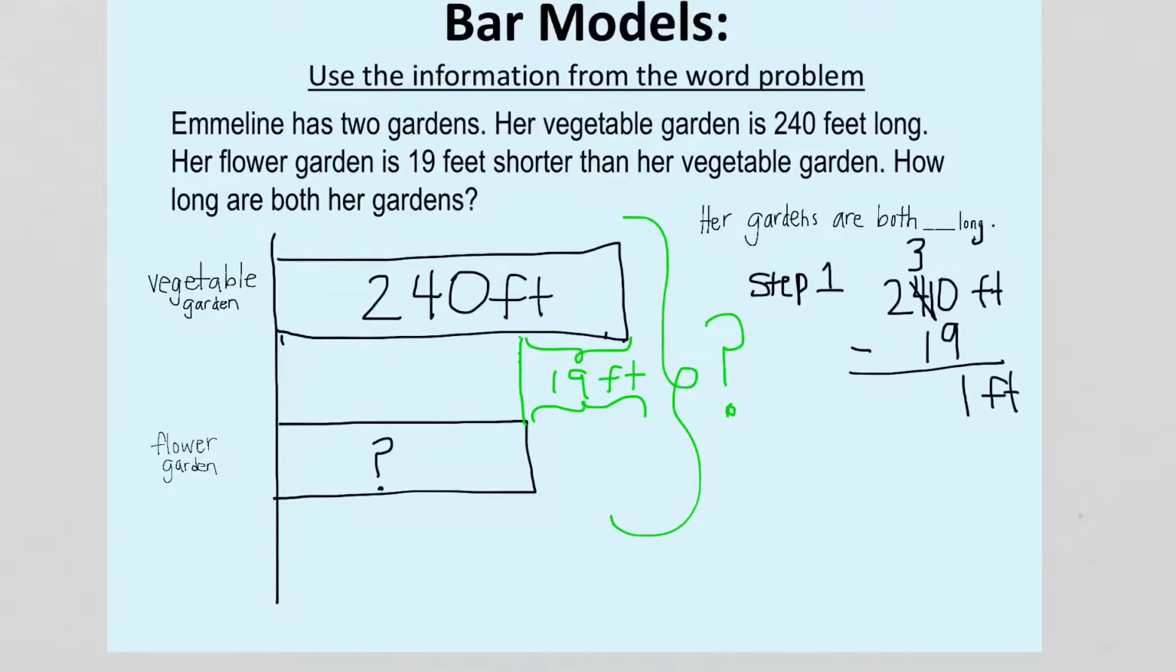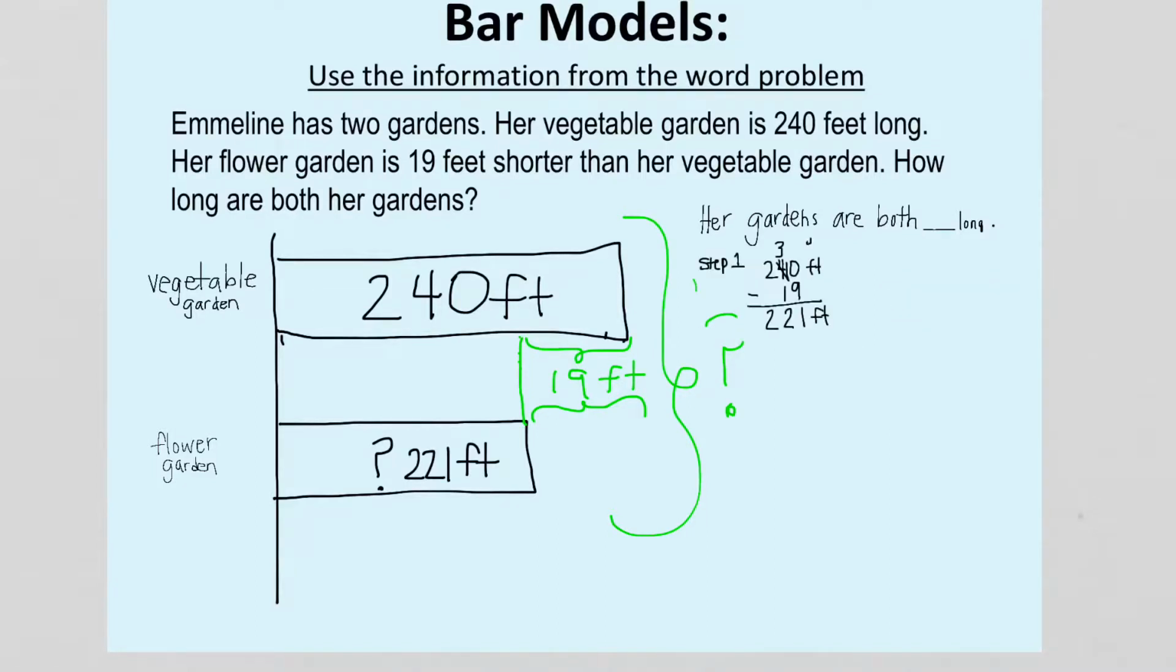We've got 3 10s. We're going to subtract 1 10. We're left with 2 10s. Hundreds. We have 200. We take away 0 100. We're left with 221 feet. So now we have to do step 2.